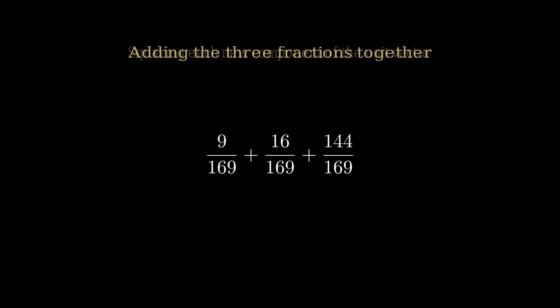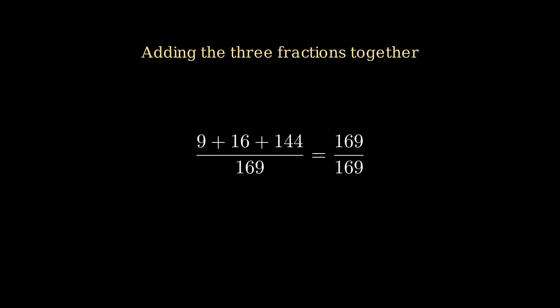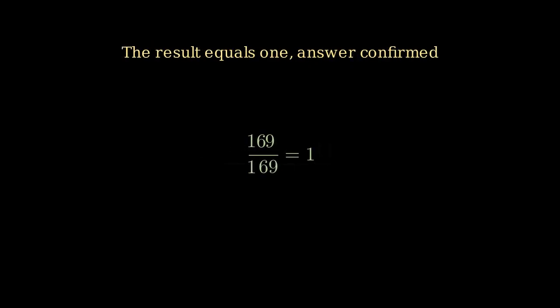Adding these 3 fractions together, 9 plus 16 plus 144 over 169 gives 169 over 169. 169 over 169 equals 1. This confirms our answer is correct. The vector we found truly has magnitude 1, so it is a valid unit vector.